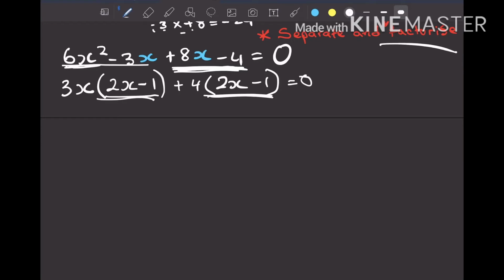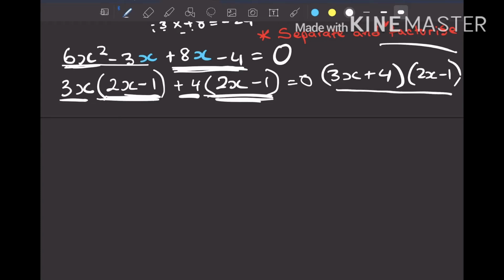Now all you have to do is simply write them together. So the numbers that are outside are 3x and plus 4. So we write that 3x plus 4, put them in a bracket. And the numbers that are inside, since they're the same, it's okay if we write them only once. So 2x minus 1. And this is your answer.